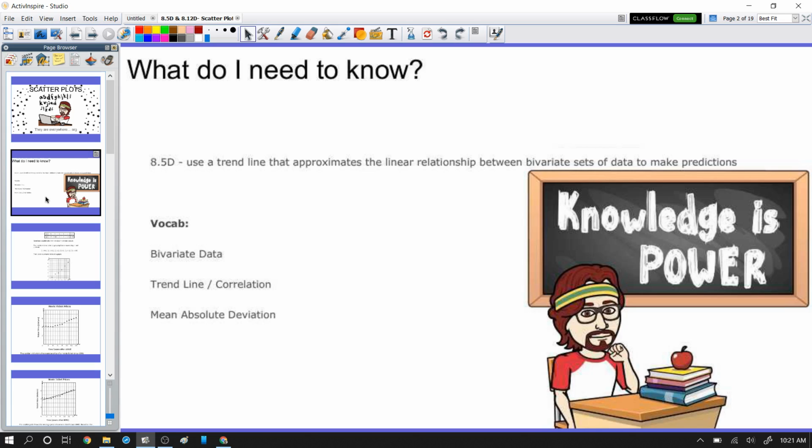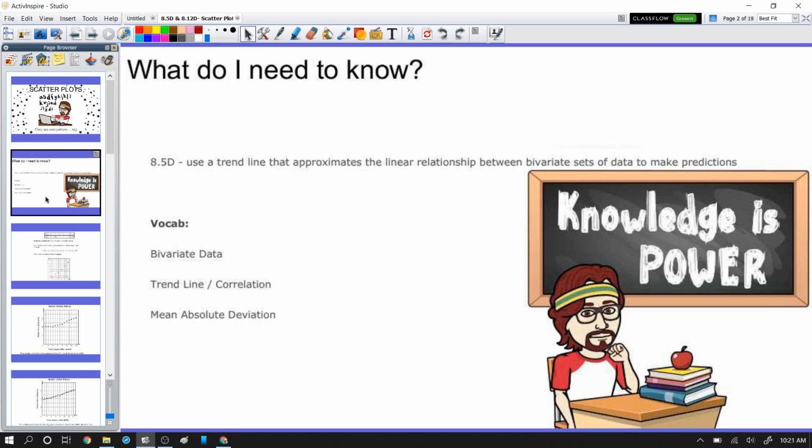So whenever we moved into linear equations, you'd see a table that said like, 2 bags of chips cost $5, so 4 bags of chips would cost $10. You can see how that's proportionally growing. Those are equivalent ratios. They were comparing the number of bags of chips and how much they cost. That would be bivariate data.